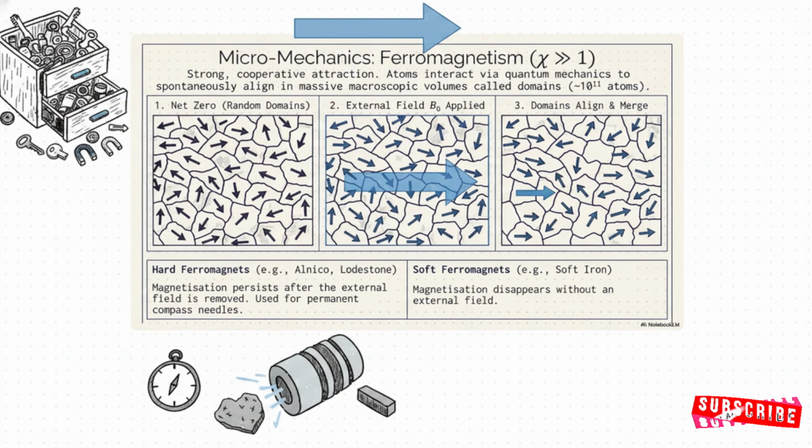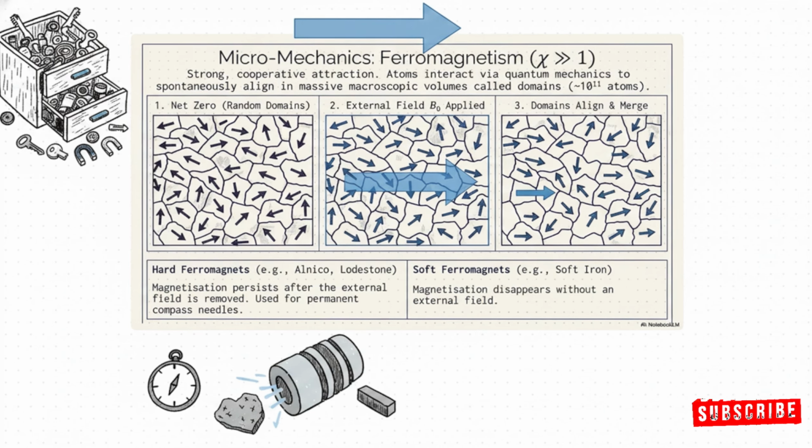Finally, we have ferromagnetism, where chi is vastly greater than 1. This is the strong attraction you're naturally used to. Atoms spontaneously align in massive macroscopic volumes called domains. When they're disordered, think of it like an incredibly messy kitchen junk drawer, where the magnets are just tumbling around in every random direction, so the net field is zero. But apply a field, and those disordered domains strongly merge and align perfectly into one unified direction.